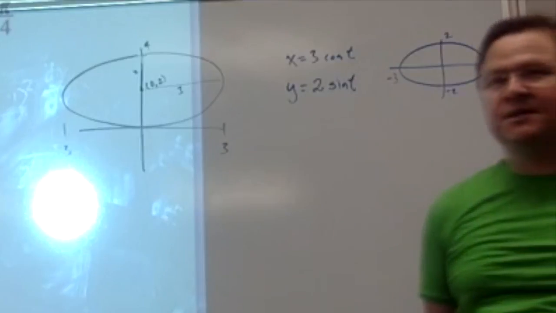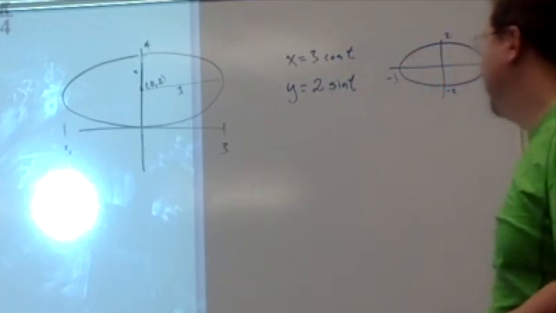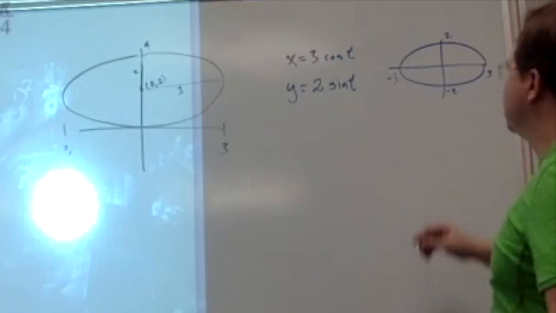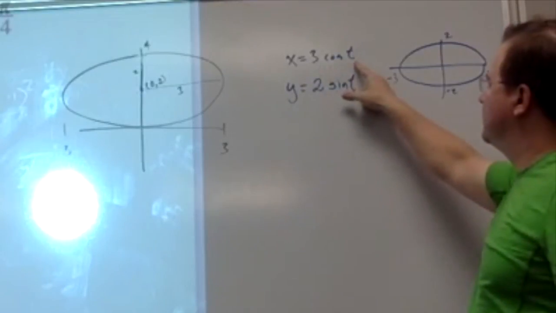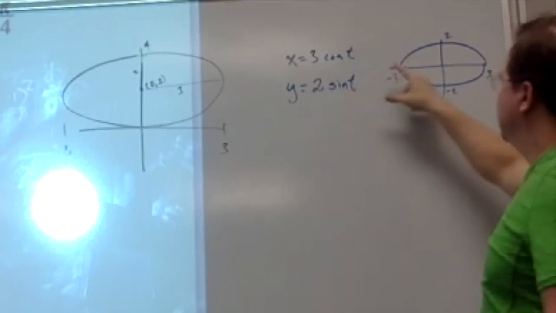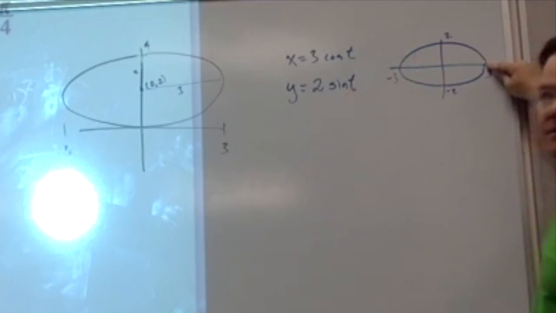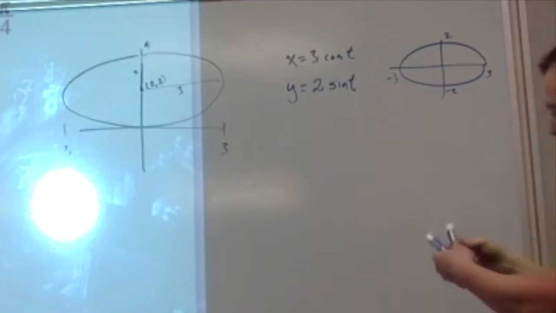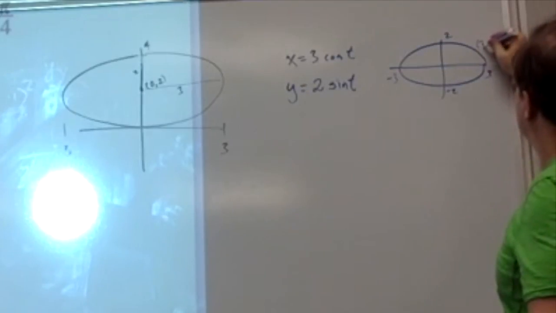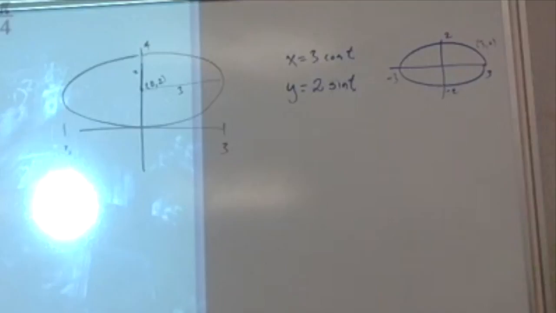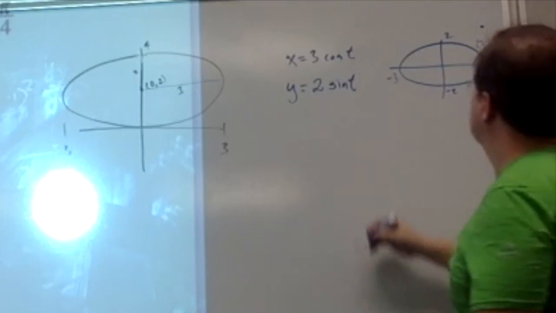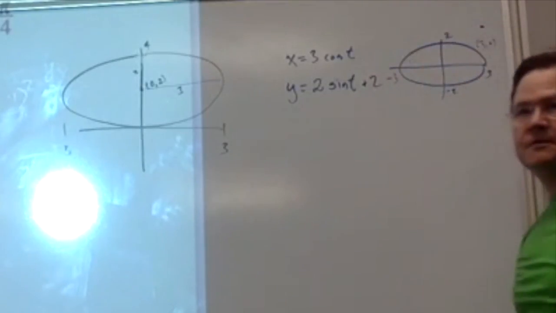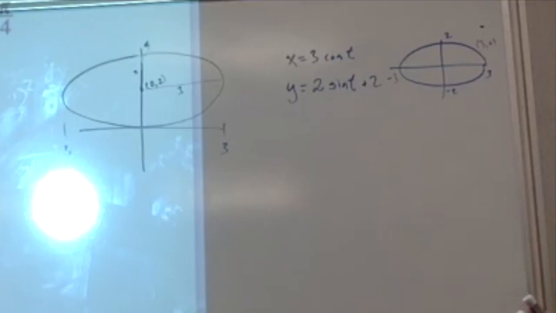Transformations are pretty easy in parametric equations. Can't you just put plus k at the end of both of them? Notice that when t equals 0, I get 3, 0. I would like it to be right here, at 3, 2. Can't you just say plus 2 at the end of the y value? Yeah, plus k at the end. I think that'll do it. Just put plus 2 right there.